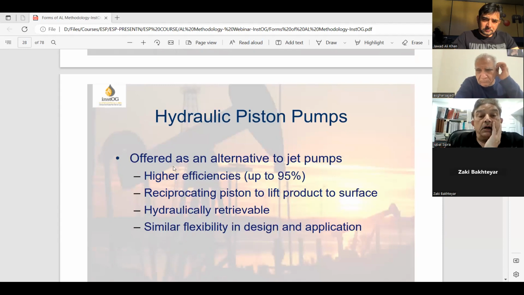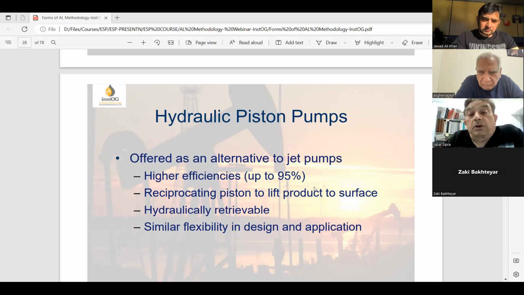Hydraulic piston pumps are offered as an alternative to jet pumps. They have higher efficiency, up to 95%. This is the most efficient system in the industry, but very scarcely used because of its application.